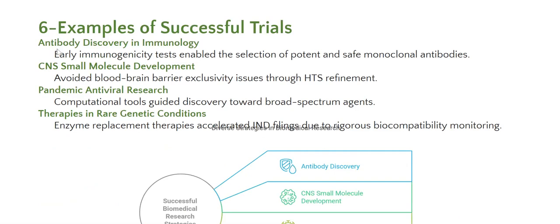Example of successful trials: antibody discovery in immunology. Early immunogenicity tests enabled the selection of potent and safe monoclonal antibodies. In CNS (central nervous system) small molecule development, blood-brain barrier exclusivity issues were avoided through high throughput screening (HTS) refinement. In pandemic antiviral research, computational tools guided discovery toward broad spectrum agents.